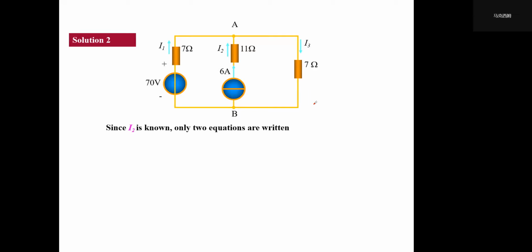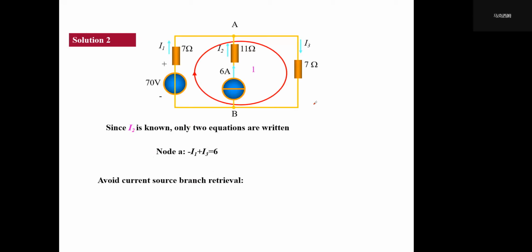Actually, since we already know I2, we don't have to write it like that, right? We can directly write the KCL equation on the node A. So we don't have to use the branch current retrieval to eliminate the I2. Then we only have to write one equation. In this loop, we don't have to think about the voltage of the current source.